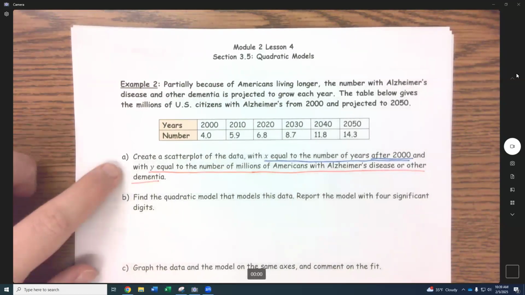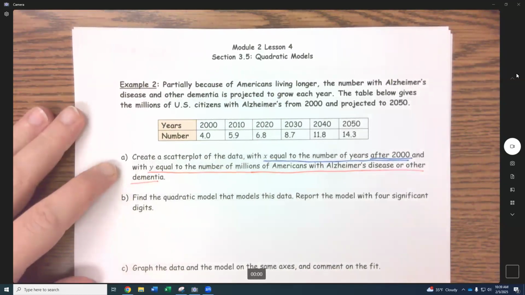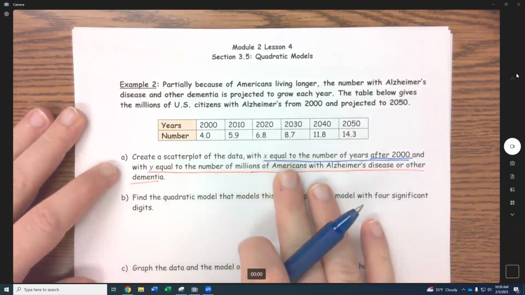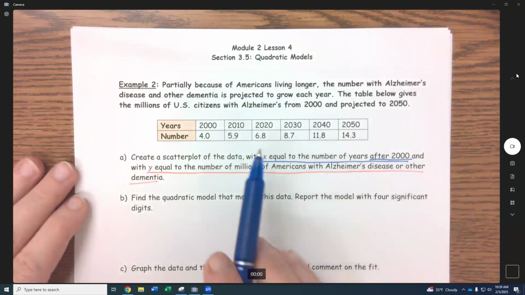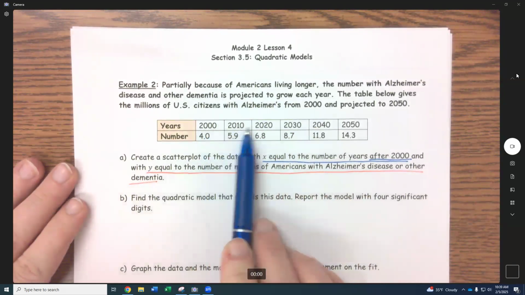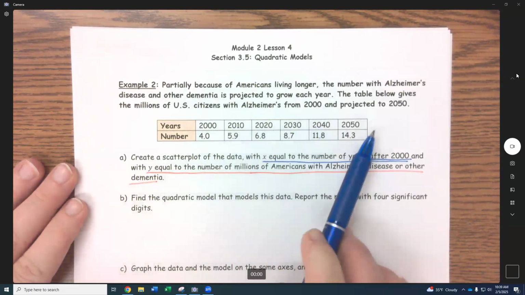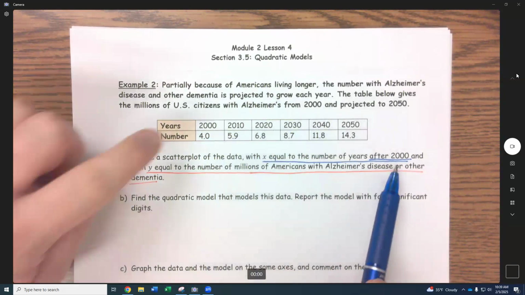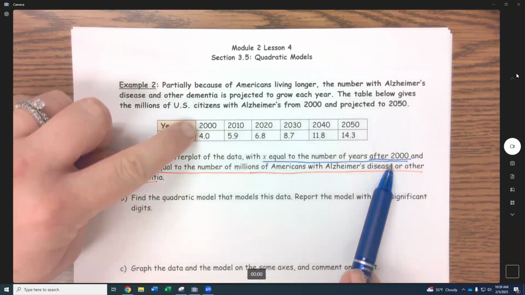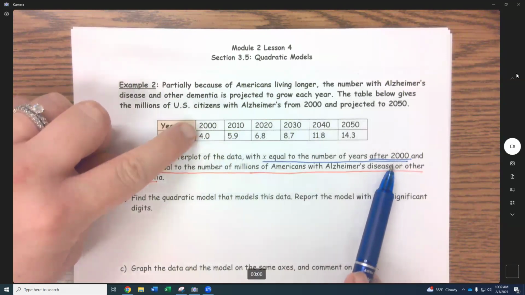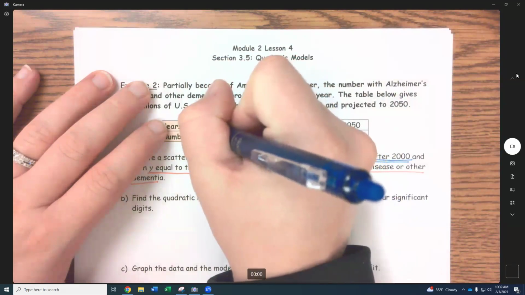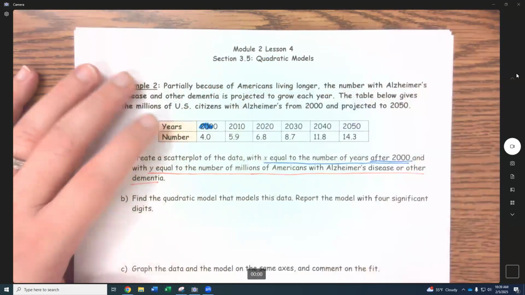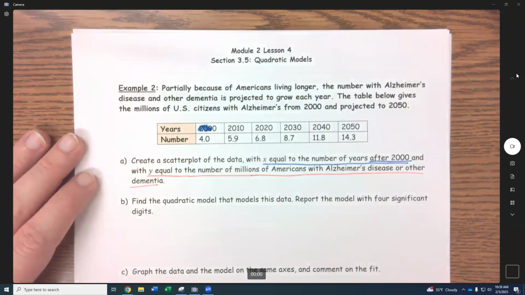So we're going to get into Desmos. We're going to create the scatter plot, but we do have to deal with this X equaling the number of years after 2000, because right now we have 2000, 2010, 2020, 30, 40, and 50. And I'm not typing in those numbers here. How many years after 2000 is 2000? I'm just going to cancel out those numbers. That one's 0.